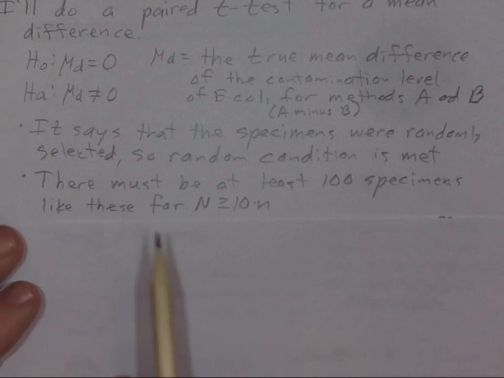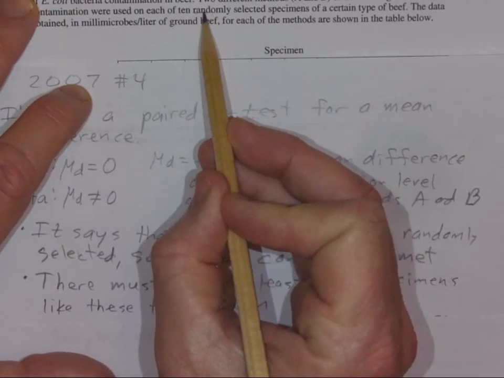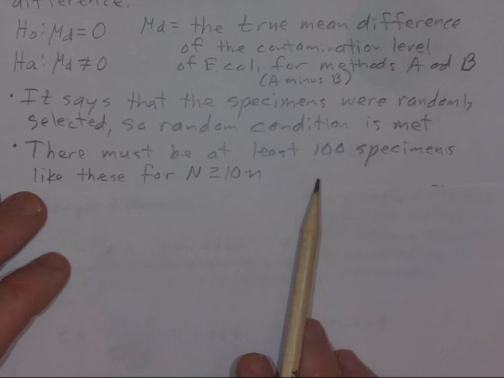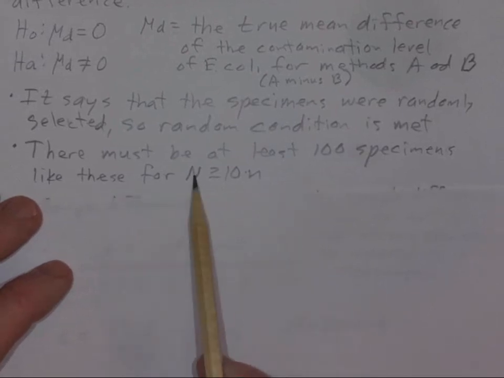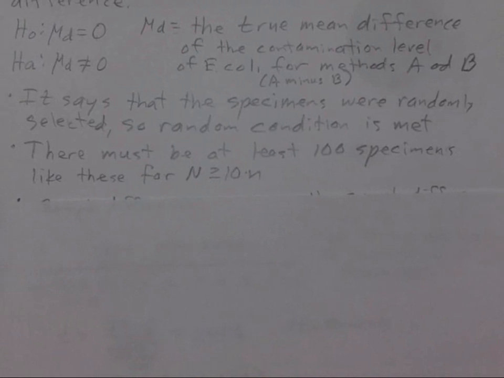So we've got, first of all, is it random or a simple random sample? It says they were randomly selected right there. All right. So the random condition is met. There must be at least 100 specimens like these for our population size, at least 10 times our sample size. That guarantees you that our formula for our standard error will work because we're using sampling without replacement here.